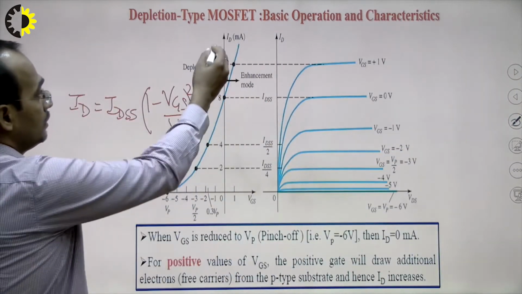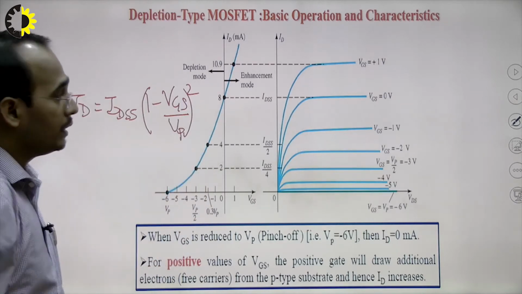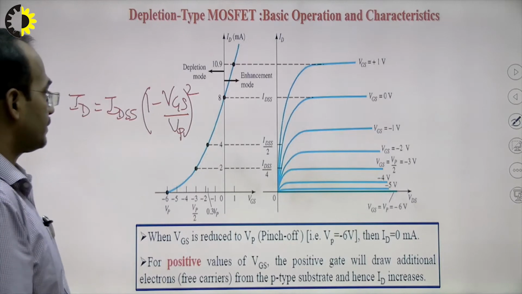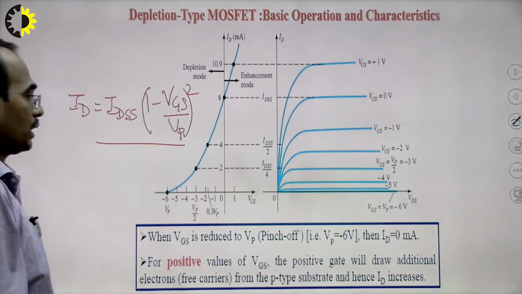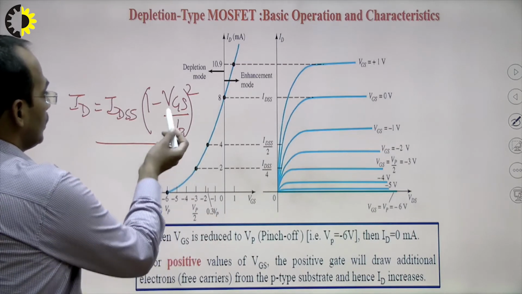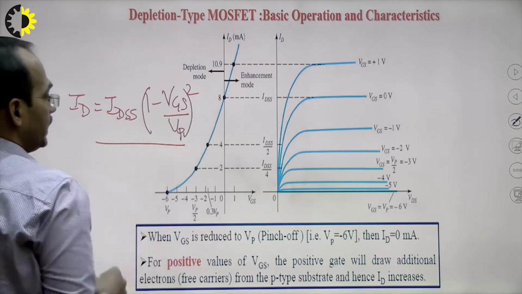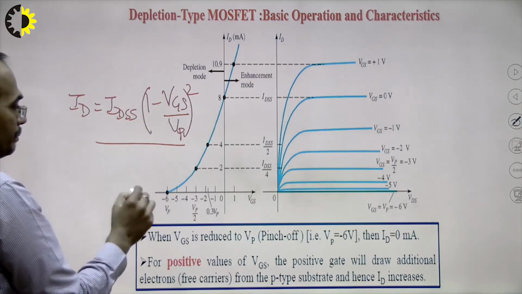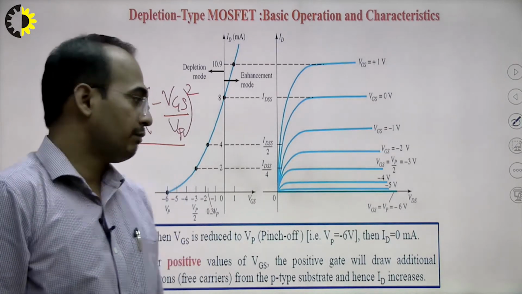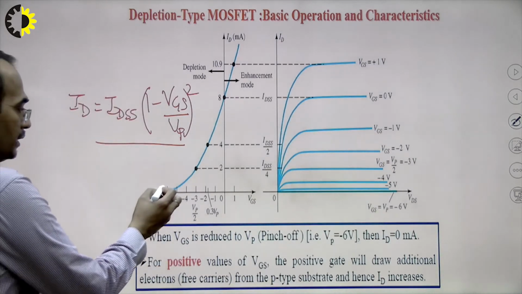ID and VGS: VGS is negative, VDS is positive, and ID is positive. So, the transfer characteristic will follow this equation, that is the Shockley equation. At VGS equal to 0, ID will be equal to IDSS, and at VGS equal to VP, ID will be equal to 0.